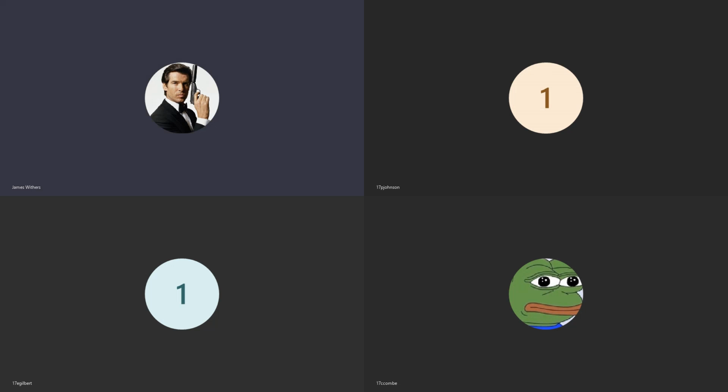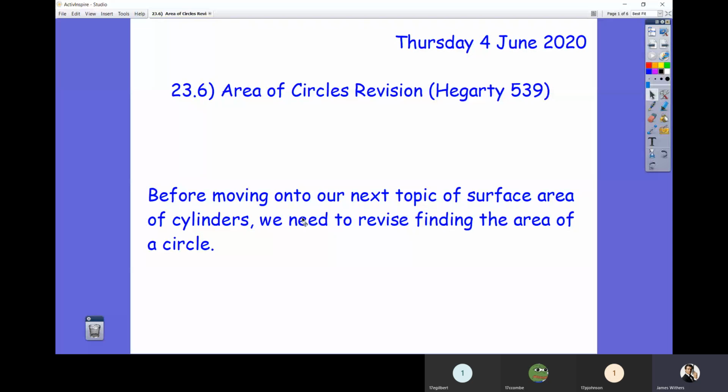So, hopefully today's lesson will be fairly straightforward. We're going to be moving on tomorrow to working out the surface area of cylinders, which is a tricky topic, but part of that requires us to work out the areas of the end bits of the cylinders, which are of course circles. So I just thought we would, for one lesson only, revise how to work out the area of circles, and that's going to mean completing Hegarty 539.